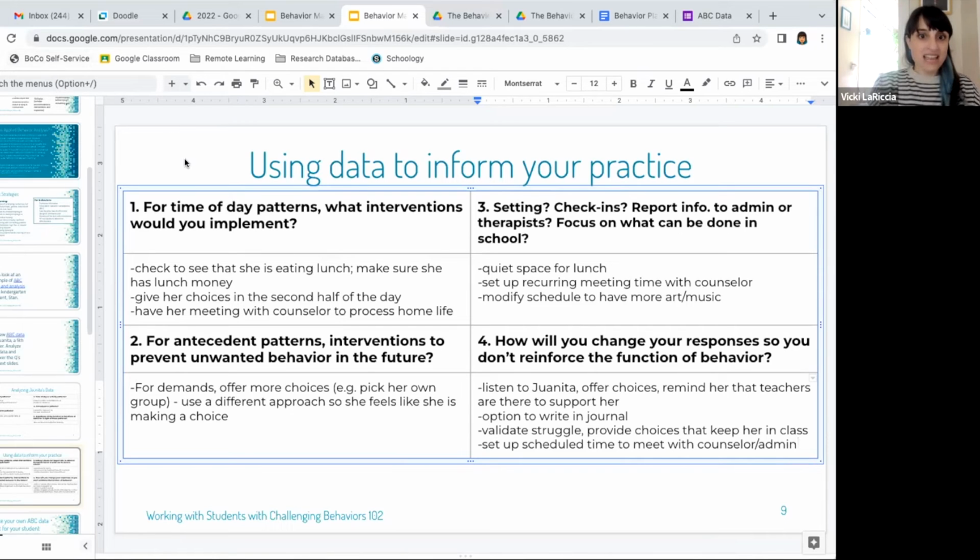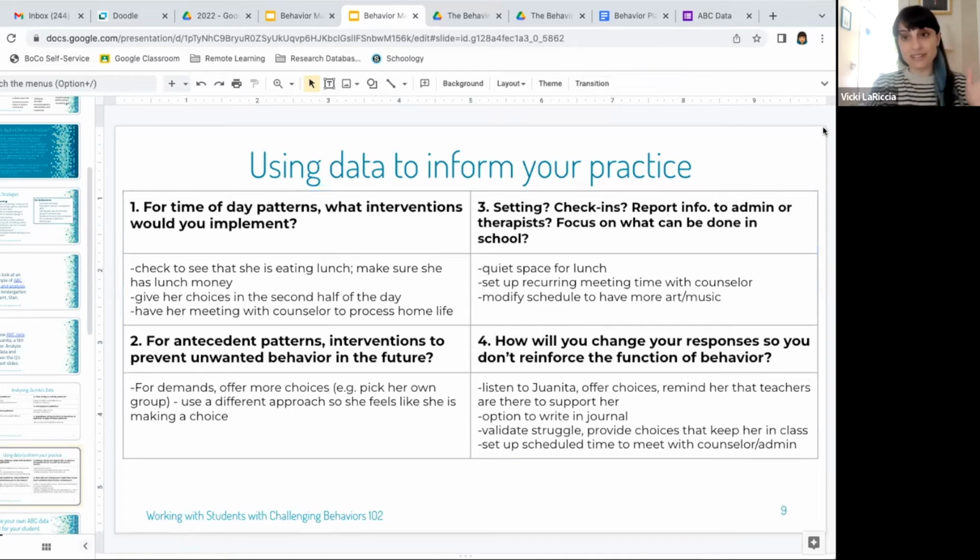Okay. Anything else people want to say about Juanita and any strategies we can use to support her, given what we know? You're welcome to say something out loud in the mic or put it in the chat.